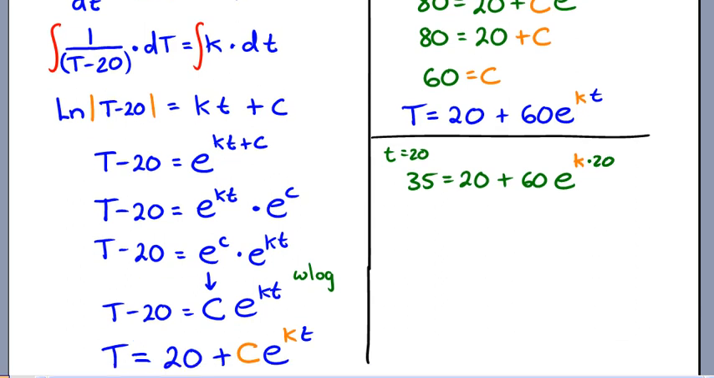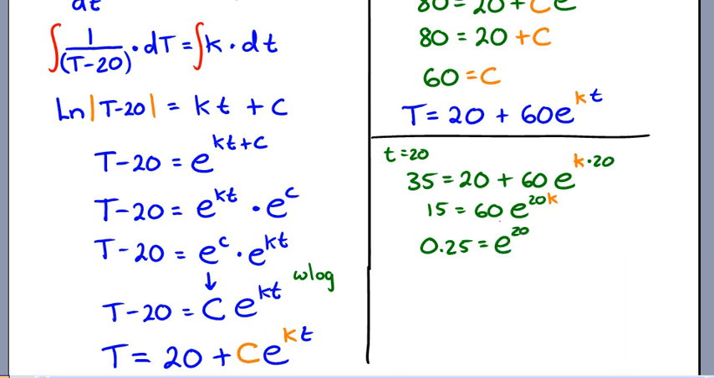Not too bad. We can move the 20 right away. Looks like we're going to have 15 is equal to 60 e to the, if it's okay with you, I'm going to go 20k. It just sounds better. I'm going to divide by the 60. And it looks like I've got a quarter, or 0.25, whatever you want to call it. That's equal to e to the 20k.